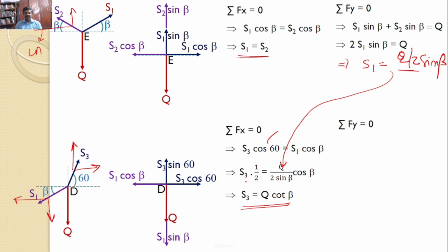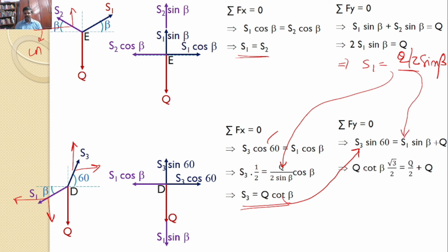Similarly, consider sigma Fy is equal to 0. There are three forces. Two forces act downwards, one force acts in the upward direction. So you can say S3 sin 60 is equal to Q plus S1 sin beta. And you know that S3 is equal to Q cot beta, that you can substitute here. And S1 is equal to Q by 2 sin beta, that also you can substitute here.